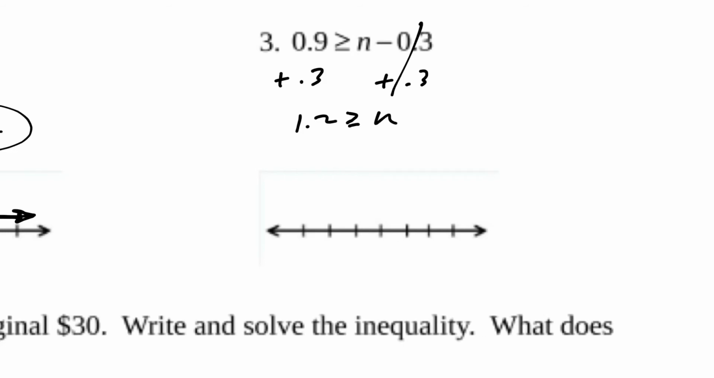We normally don't like to write our solutions with the variable on the right-hand side. So let's put the n on the left-hand side, and the 1.2 on the right-hand side. But when I rewrite this with the variable on the left-hand side, you can see that right now the greater than symbol is pointing towards the n. So that inequality is pointing towards the n. When I rewrite it with the variable on the left, I need to make sure that it's still pointing towards the n.